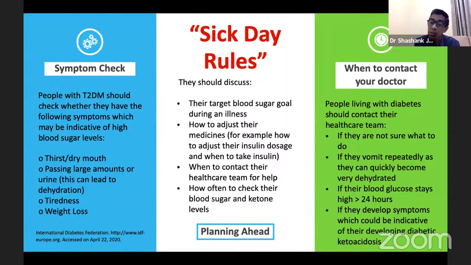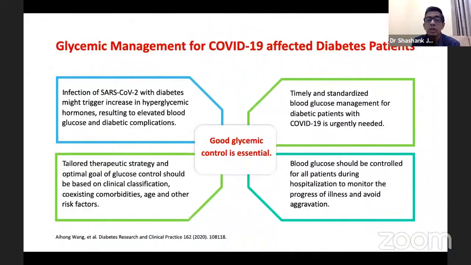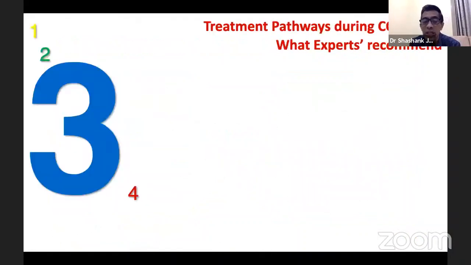We need to educate them in advance that if they get sick, get their glucose on target, take their medications on time, and upgrade them. If they get thirst or dry mouth, if they have a lot of polyuria, if they feel tired or have weight loss, they need to report to the doctor or get into hospital. That's what we need to do. So obviously, for glycemic management of COVID affected with diabetes, tight glycemic control is crucial, and that's the standard of care.